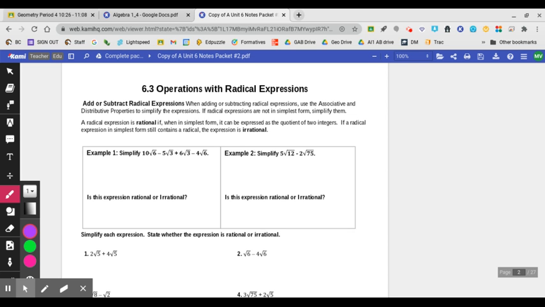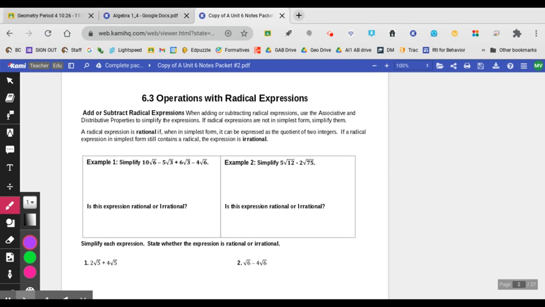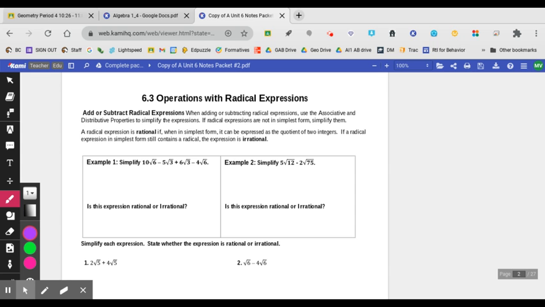Hello, everyone. Today we're going to talk about adding and subtracting radical expressions. So to add or subtract radical expressions, you use the associative and distributive properties to simplify the expressions. If the radical expressions are not in simplified form, you simplify them.